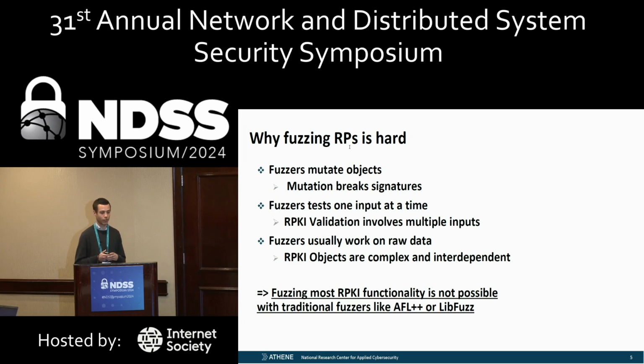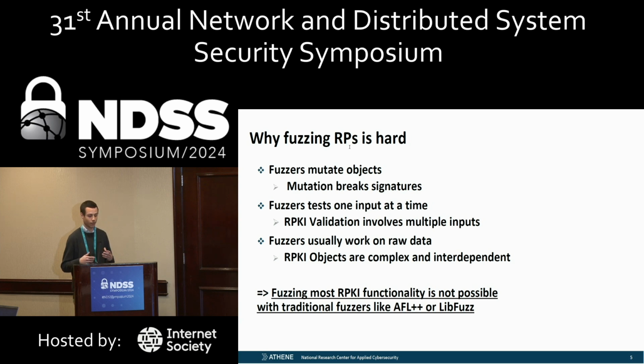But for RPKI, this is difficult because all the RPKI objects are signed. The fuzzers have a very hard time, of course, creating valid signatures, because if you just mutate the objects, as soon as you change a single bit in the object, the signature will be invalid, and so the processing will fail in the first step and not even reach deeper parts of the code.